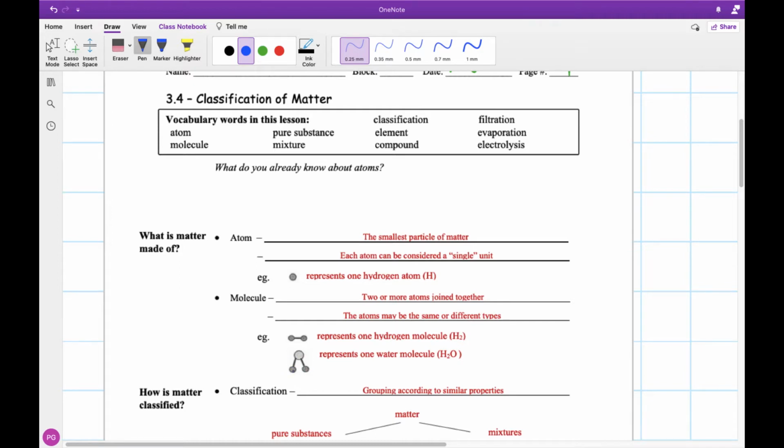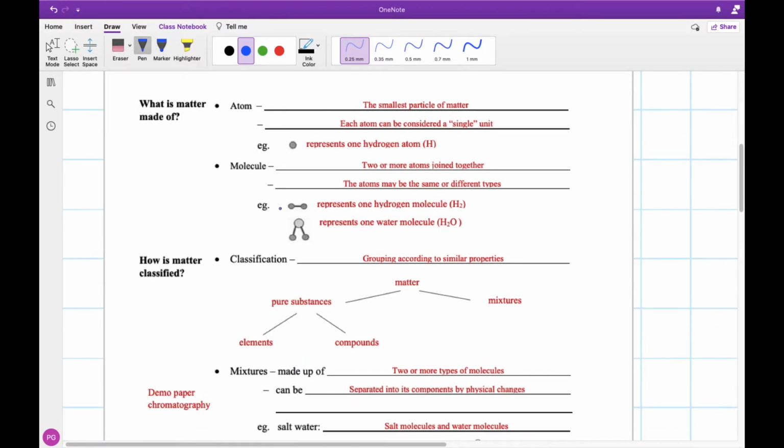This is H2O, so 2 hydrogens and 1 oxygen, and this is what water is made of. So in this water molecule, we have different types of atoms and different numbers of each type of atom. And this is true for all types of different molecules. So if this is what matter is made of, how do we classify it? We classify it by grouping it according to similar properties.